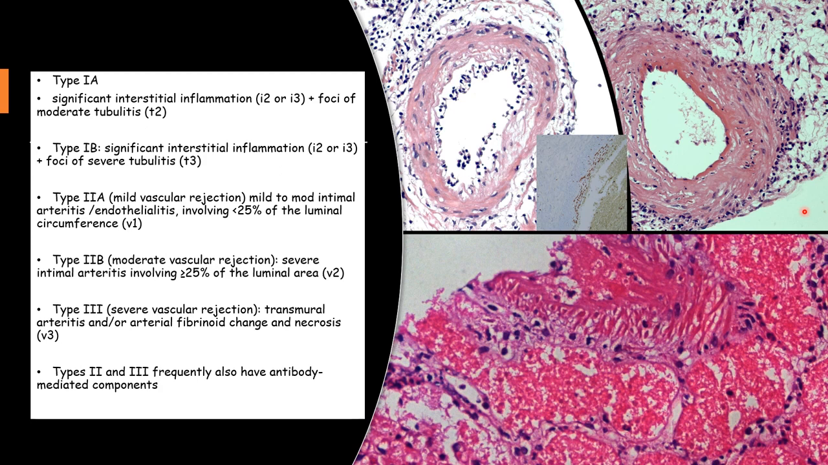In lesions which are a little more severe, the lymphocytes may be associated with early fibrin-like material, and in the more severe cases, along with the lymphocytes, you can see fibrin material involving the entire wall of the vessel.